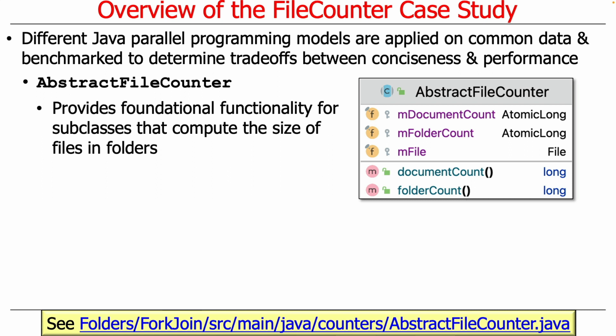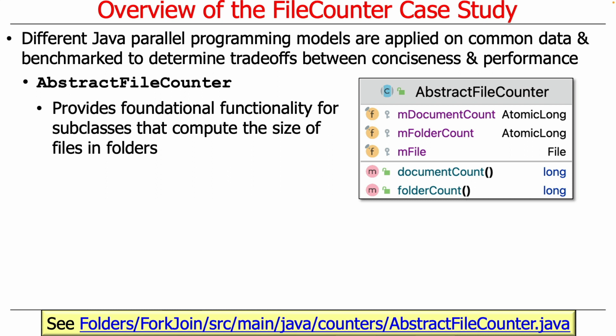There's a couple of classes that you'll need to become familiar with to understand this. The first one is the AbstractFileCounter, as is the convention in Java. When it says abstract, that means that it just defines a bunch of obligations that subclasses have to extend and customize. So it provides foundational functionality for subclasses that compute the size of files and folders using different concurrency and parallelism techniques. And here are the fields and the methods that are in this class.